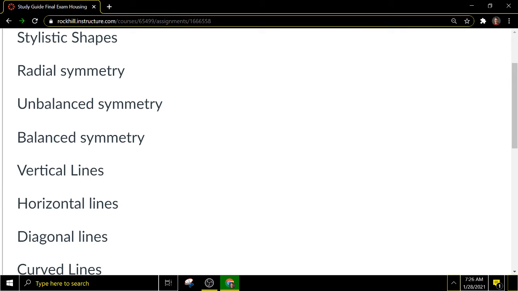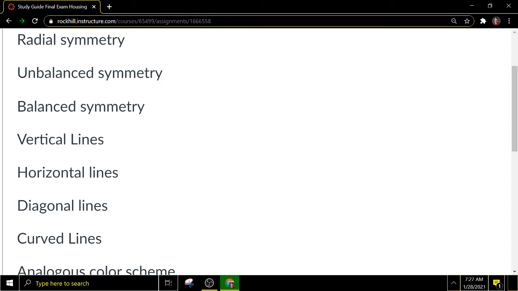Moving into the types of symmetry, we have radial symmetry, which is everything spaced out equally around a center point. Then you have unbalanced symmetry, or as they say, informal balance, where the things on the mirrored image in a design are different, but they still hold the same visual weight. So it's a little harder to achieve, and it's known as informal balance. With that being said, we have formal balance, which is the easiest form of symmetry and balance to achieve, where it is the same on both sides of the imaginary line.